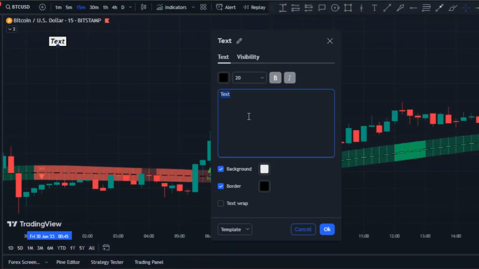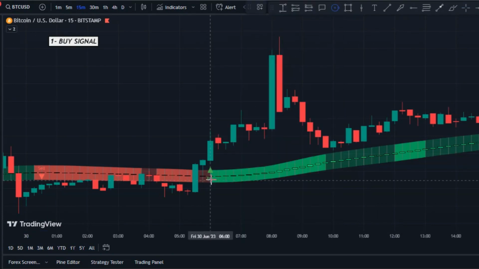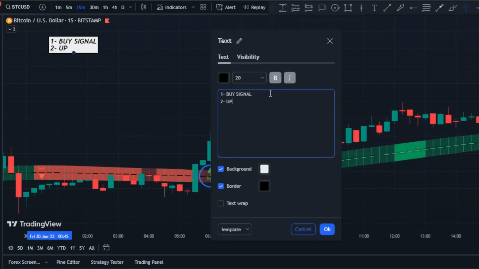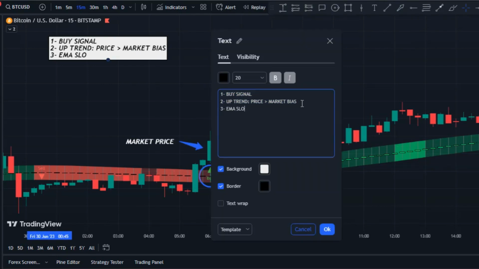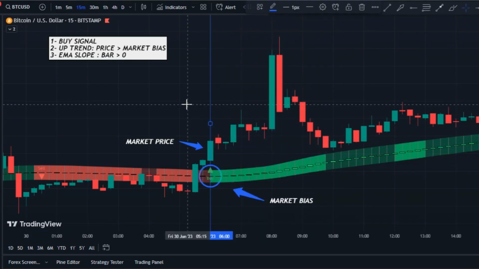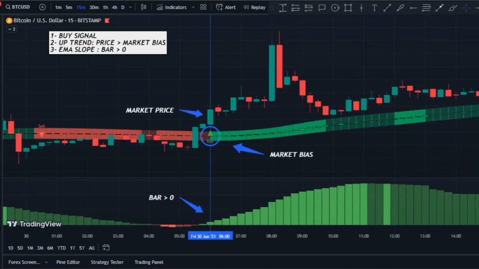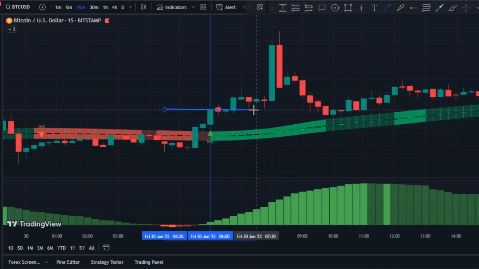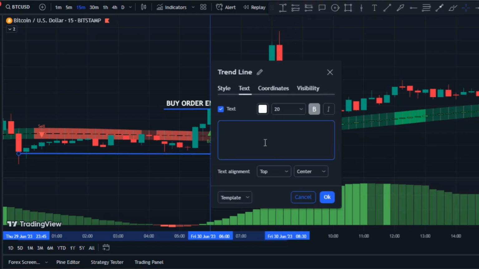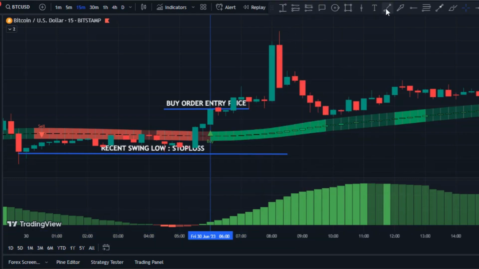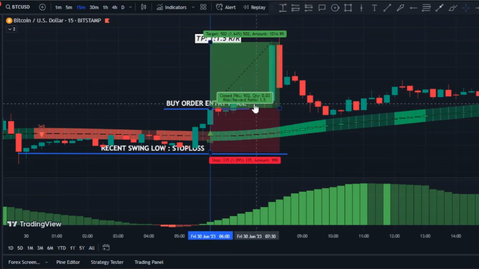To initiate a long position, we need to have a buy signal present on the chart. And the next step, this buy signal should occur in an upward trending market, meaning the price is above the market bias indicator. Finally, the histogram of the oscillator should be above the zero line to confirm the buy signal. With all these conditions met, we're all set to open a long position. And for risk management, you can utilize the recent swing low as your stop loss level. Lastly, to secure your profits, consider using a risk-reward ratio of 1 to 1.5.